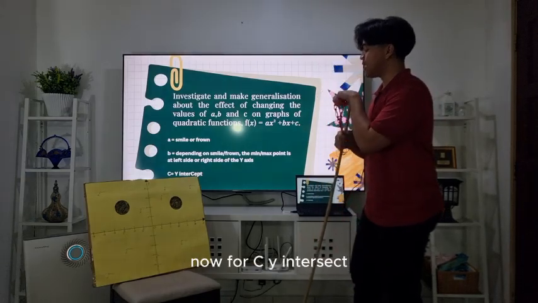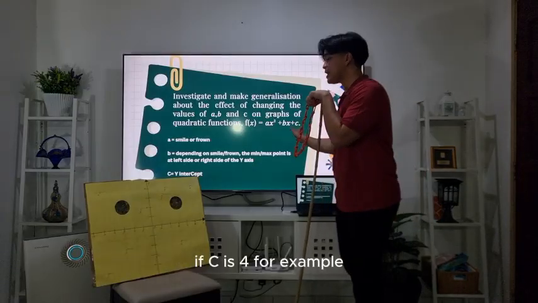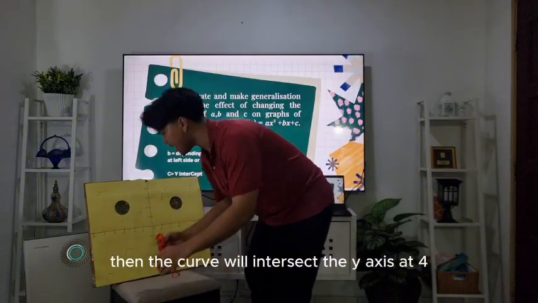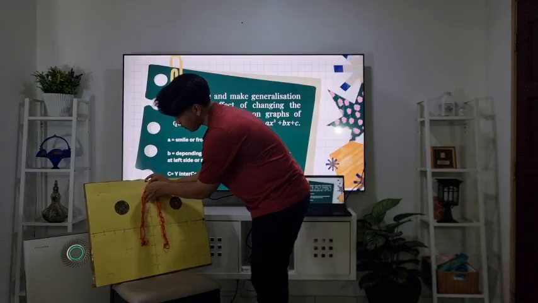Now for C, y-intercept, this is straight away the name itself. If C is 4, for example, then the curve will intersect the y-axis at 4. Example.